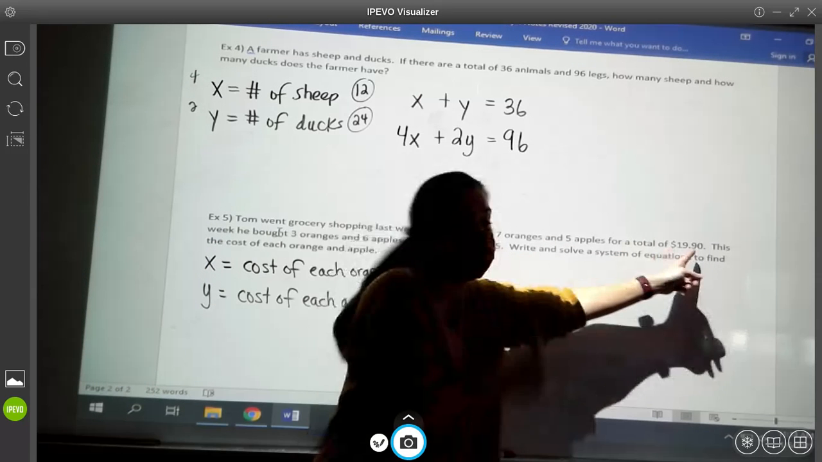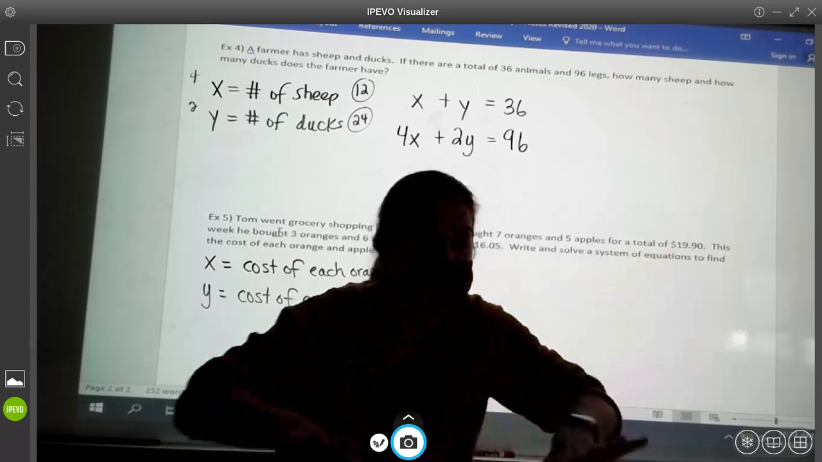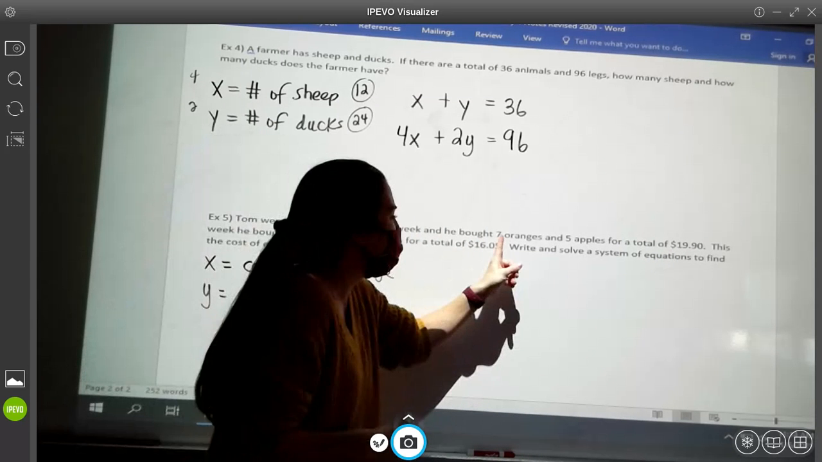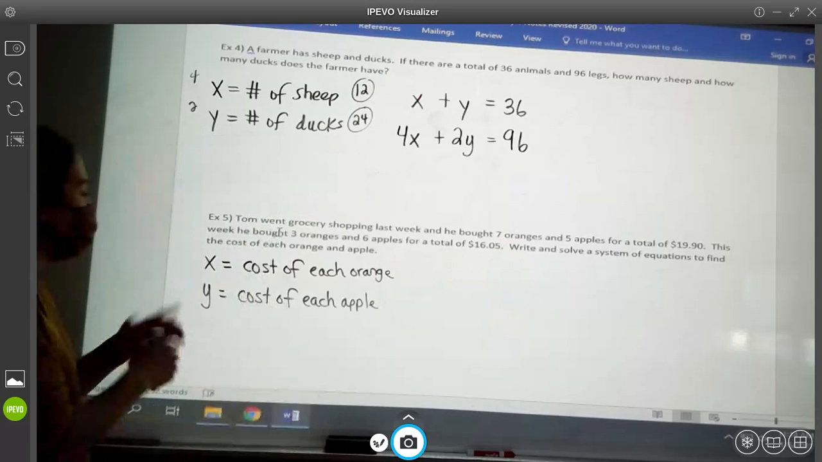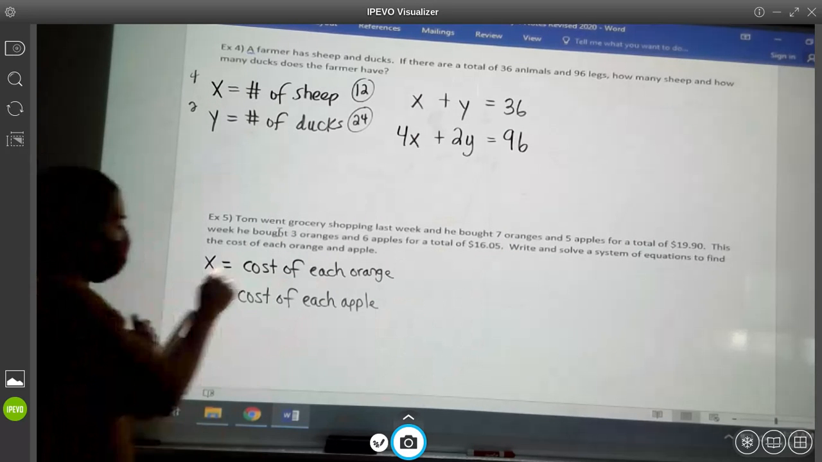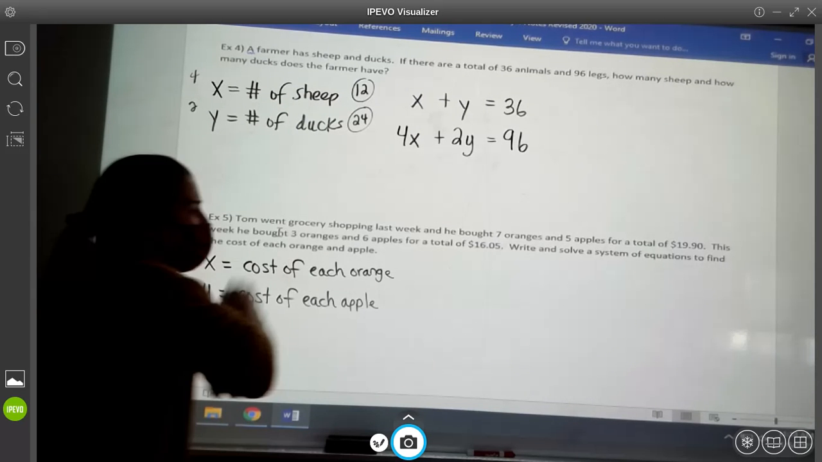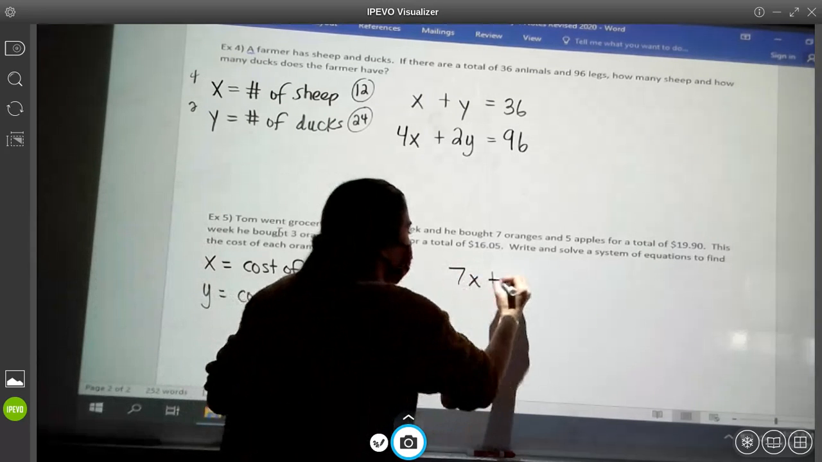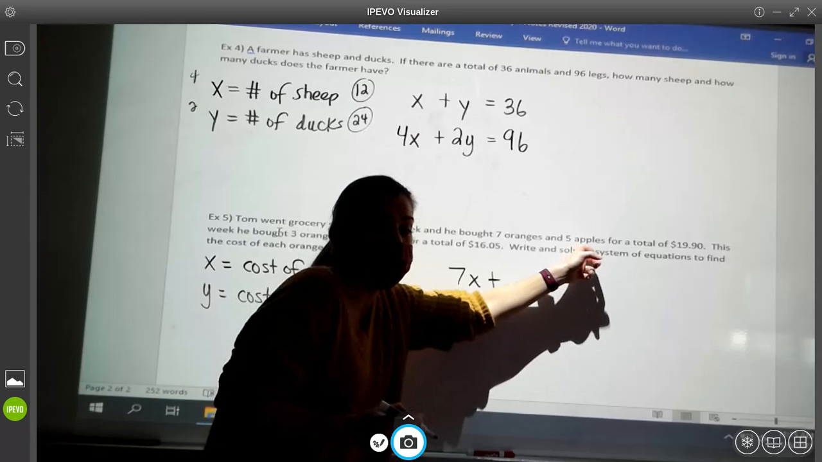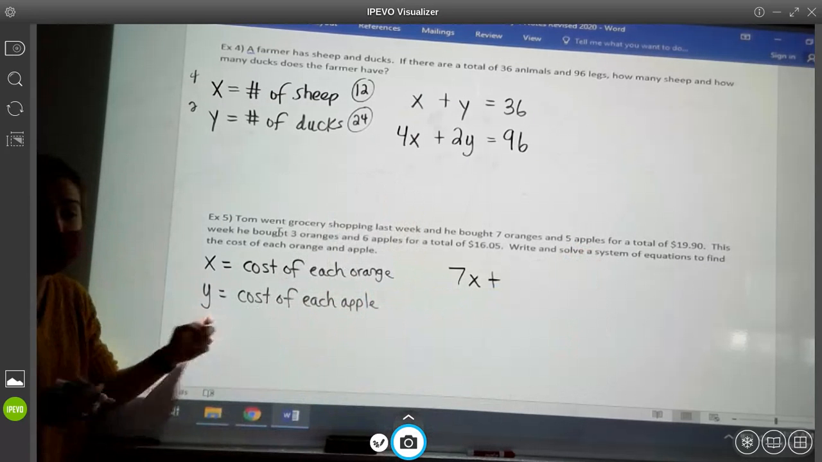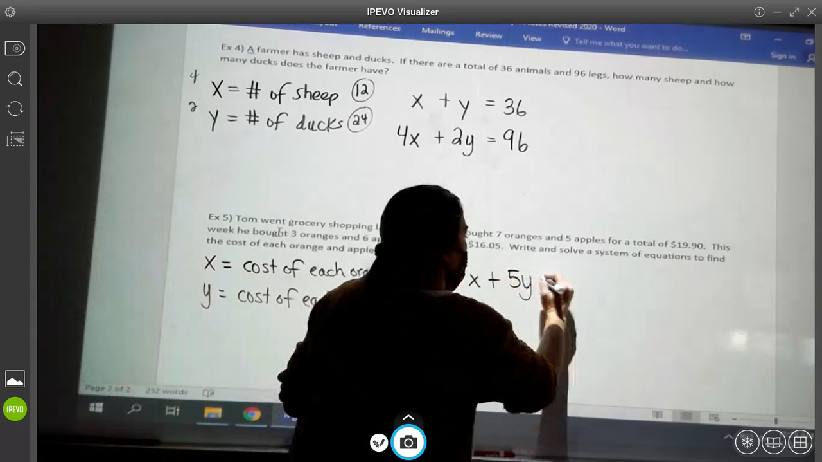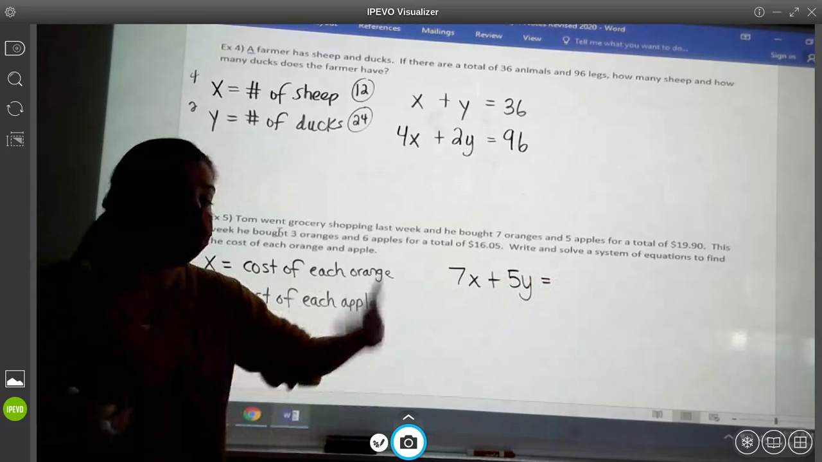All right? So guys, if he bought 7 oranges, you would take the number of oranges and times it with the cost. So 7 times the cost of each orange is 7X. Plus, you have to go and understand, 5 apples, right? You would take the number of apples and you would times it with the cost per apple, which is Y. So that would be 5Y. And it equals how much total money did he spend on these apples and oranges last week? $19.90.